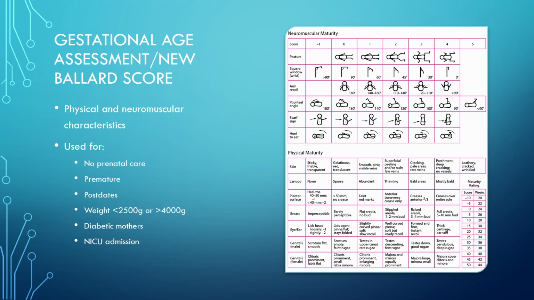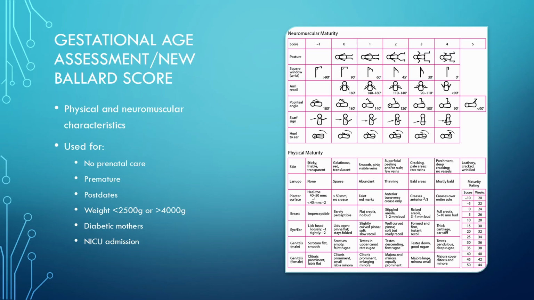It could be a 33-week-old baby born to a mom with diabetes. So it looks at different physical and neuromuscular characteristics that develop at a certain gestational age. You'll see I listed them on here, the neuromuscular maturity, so their posture, the scarf sign, heel to ear, all different things. And then the physical maturity: the skin, the lanugo, the plantar surfaces, breast, eyelids, and the genitals. So you score your baby on each of these, and then you add up your score, and you'll see down at the bottom right that the scores are related to different weeks of gestation.